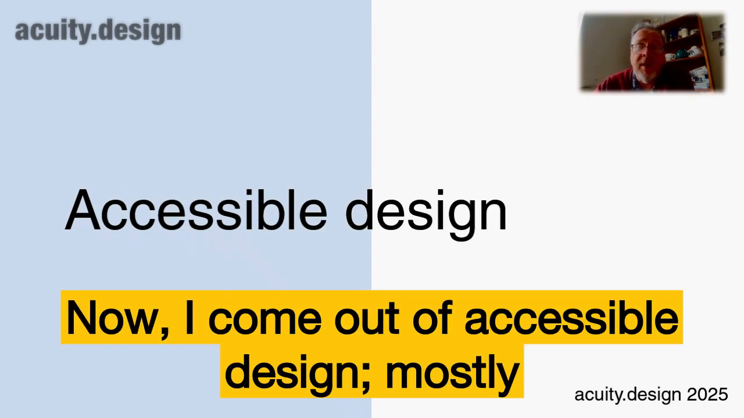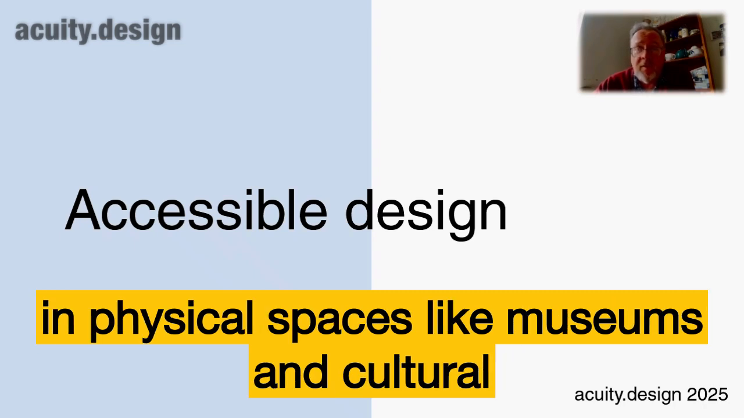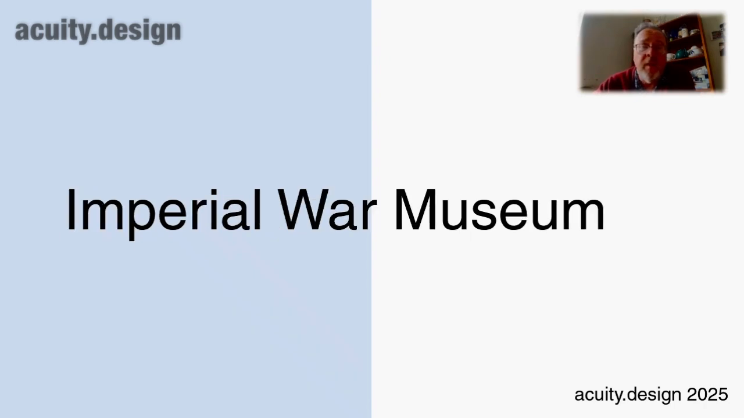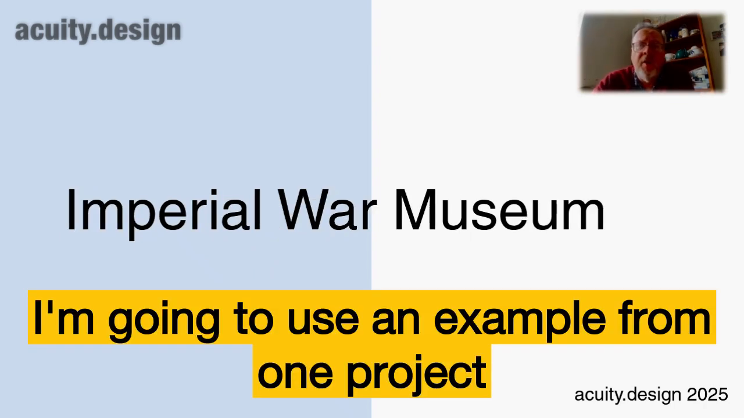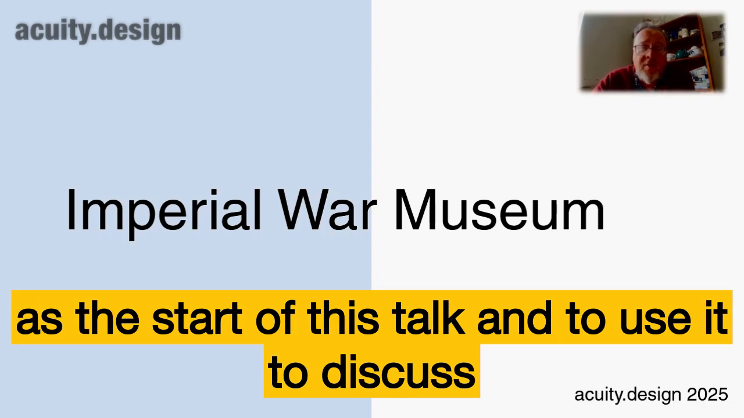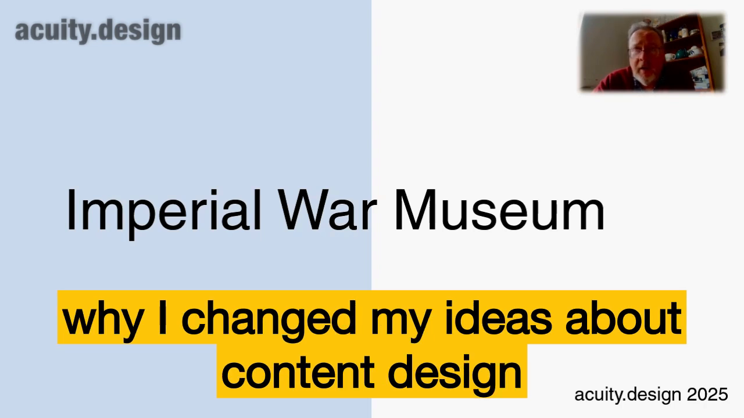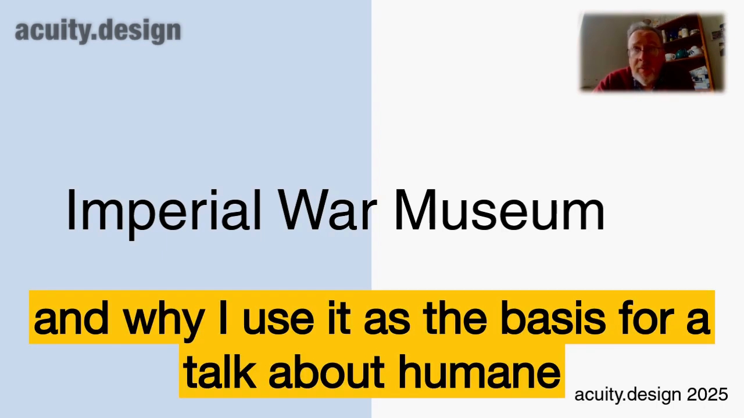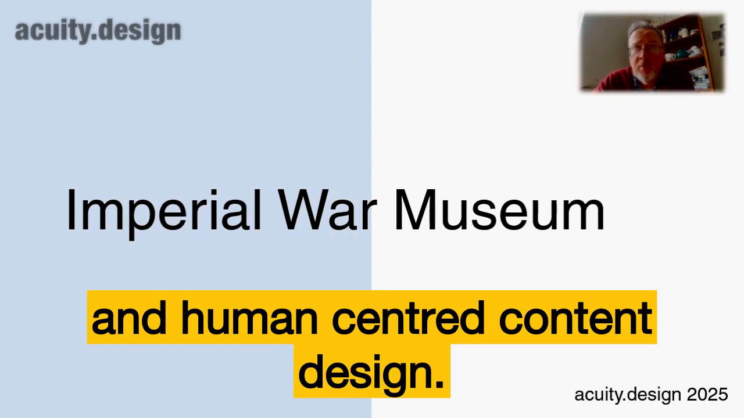Now, I come out of accessible design, mostly in physical spaces like museums and cultural attractions, but I do also work in digital. I'm going to use an example from one project as the start of this talk and to use it to discuss why I changed my ideas about content design and why I use it as the basis for a talk about humane and human design.